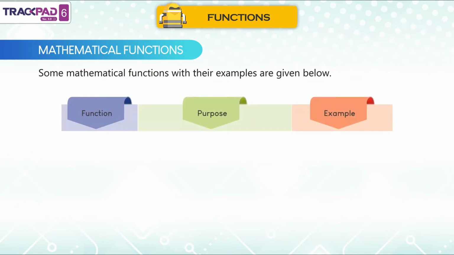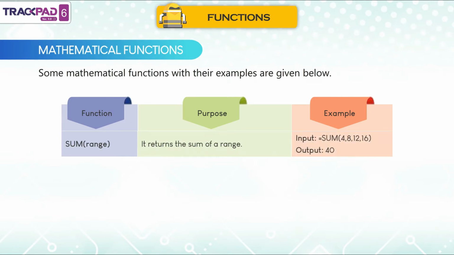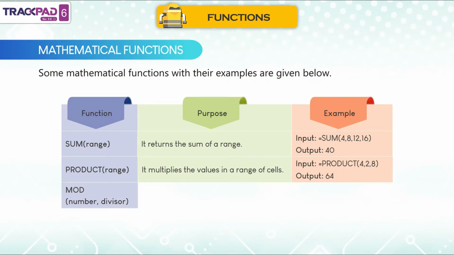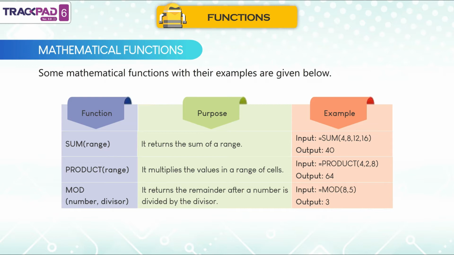Function with purpose and example. SUM(range). It returns the sum of a range. Input: =SUM(4,8,12,16). Output: 40. PRODUCT(range). It multiplies the values in a range of cells. Input: =PRODUCT(4,2,8). Output: 64. MOD(number, divisor). It returns the remainder after a number is divided by the divisor. Input: =MOD(8,5). Output: 3.